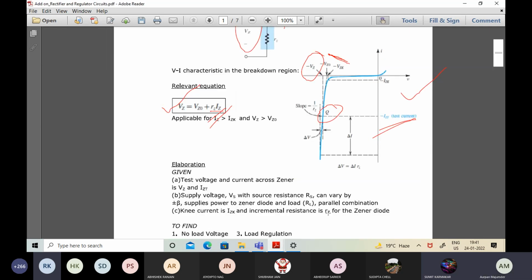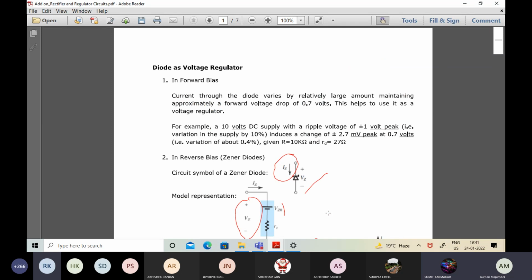Before I get there, let me take up a case of forward bias. The title of this slide is the diode as a voltage regulator, so both cases have been considered, forward bias and reverse bias. When we talk about reverse bias, we think from the point of view of Zener diodes only. We don't take into account avalanche multiplication in normal diodes, because that will lead to excessive heat generation and the diode may burn out.